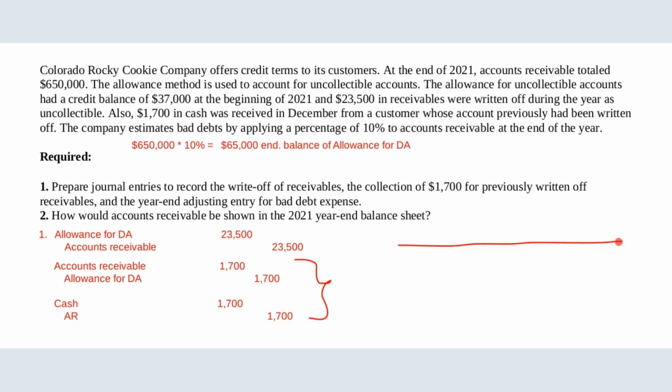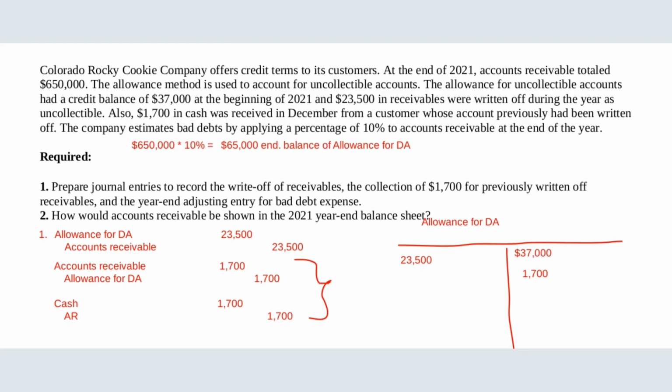And to do that, I have to analyze the movement of the allowance for doubtful accounts. We already said a credit increases this account. This account had a beginning balance of credit of 37,000. So that's the starting point. And then it looks like we debit 23,500 with entry 1. And then we credit 1,700 in our journal entry 2.